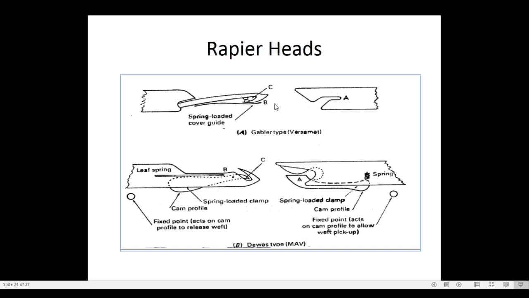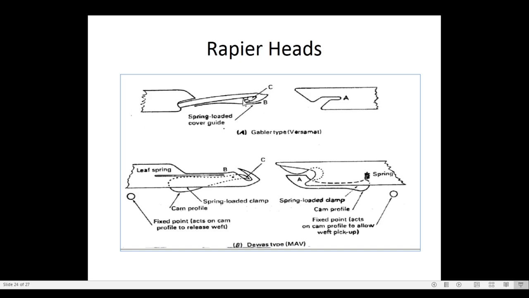So this is the giver. This part will go inside at the center of the machine and it grips the weft by the taker or right hand rapier. So the right hand rapier pulls the weft up to the receiving side. So this is the picking side and this is the receiving side, and the weft, the hairpin that was formed, is straightened. So this is the Gabler type.